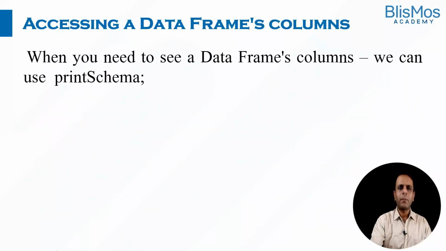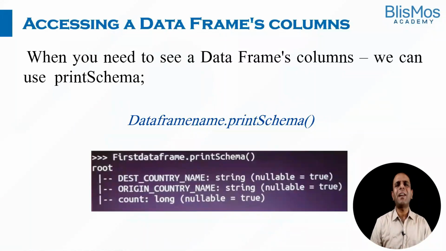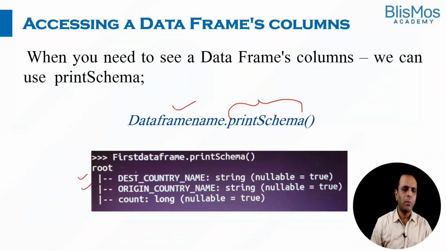Now that we understood what a column is and how we refer to the columns, how do we really access them? There are a couple of ways. One of the ways, when you have created a data frame, just take the data frame name and use a function called printSchema. It will give us the columns. In this case, we have 3 columns: destination country name, origin country name, and also count. This is one of the methods to know what the columns are in a particular data frame.